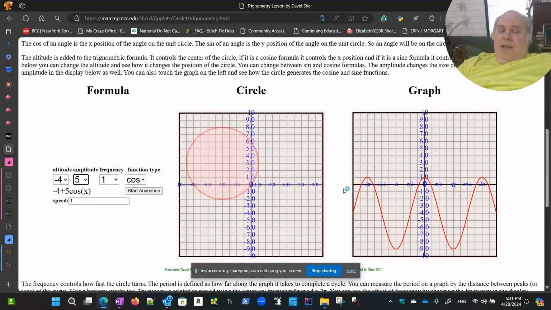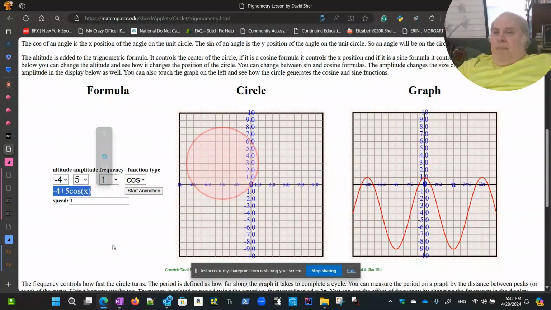Now, it's still the same shape. It's still a cosine shape. It's just that instead of going up and down 1, we're going up and down 5. So here is a function: -4 plus 5 cosine x. And so one of the problems we're going to do is graphing that.